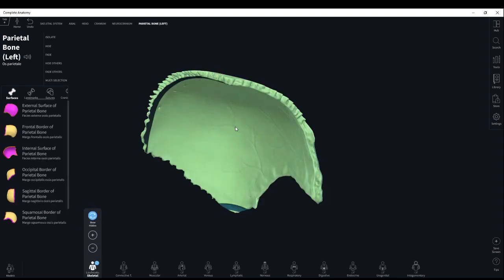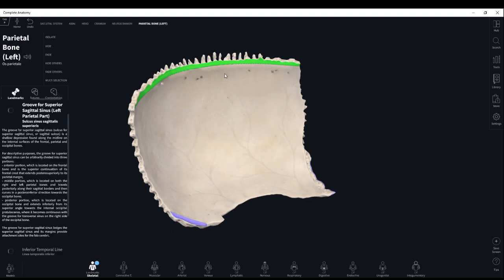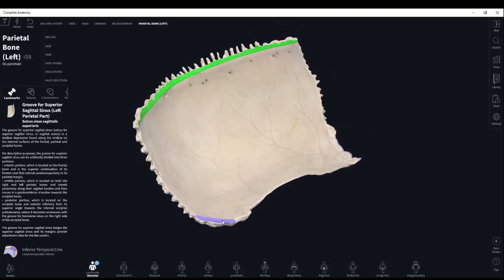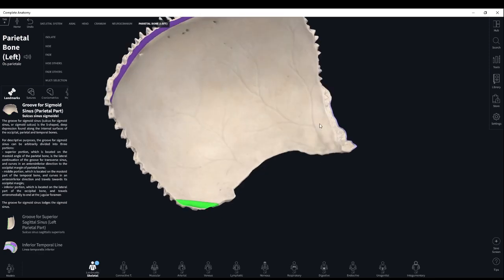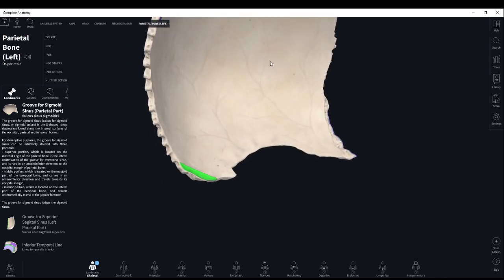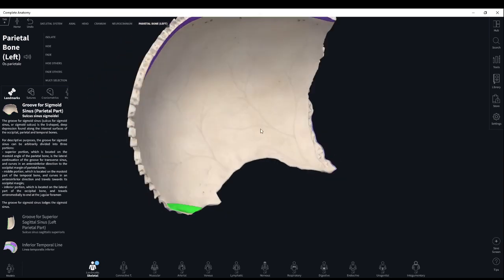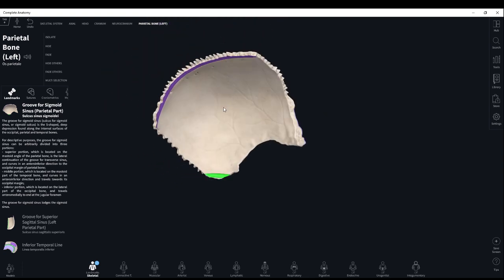Yes, and what structures can you find on it? On the internal surface there is half of the groove for the superior sagittal sinus, some small amount of the groove of the sigmoid sinus, and grooves for the arteries, for the middle meningeal artery, and sulci arteriosi, which can be present like impressions on the internal surface.